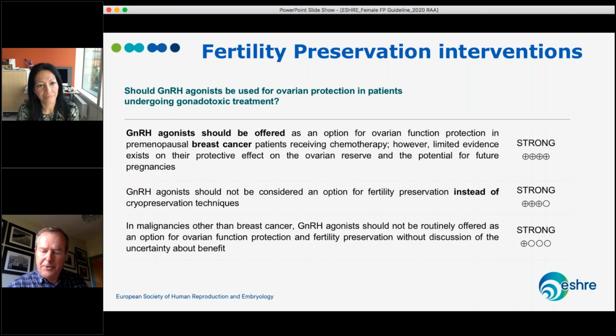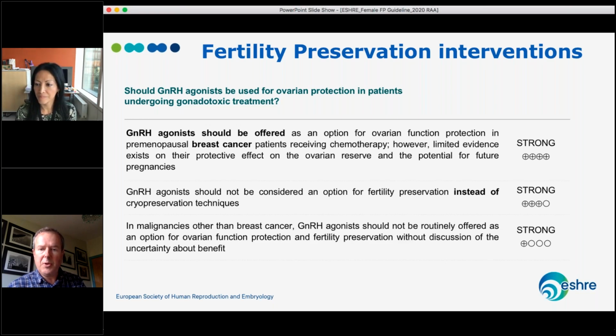One of the most difficult areas that we discussed at length was actually the value of gonadotropin-releasing hormone agonists as ovarian protection. This is an area where there is perhaps some of the best evidence of an effect through large randomized controlled trials, and we felt that there was therefore strong evidence that it should be offered, particularly in premenopausal women with breast cancer. But the evidence in terms of outcome on ovarian reserve and future pregnancies is still quite limited, and therefore we had that caveat in that recommendation.